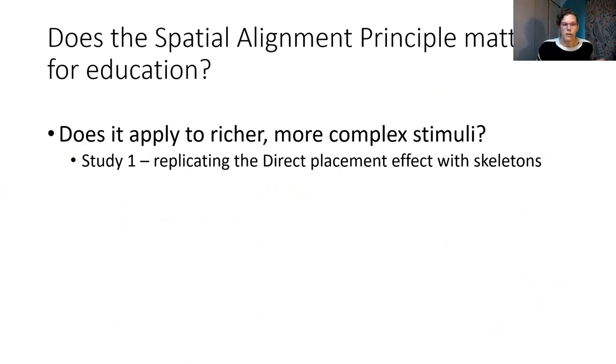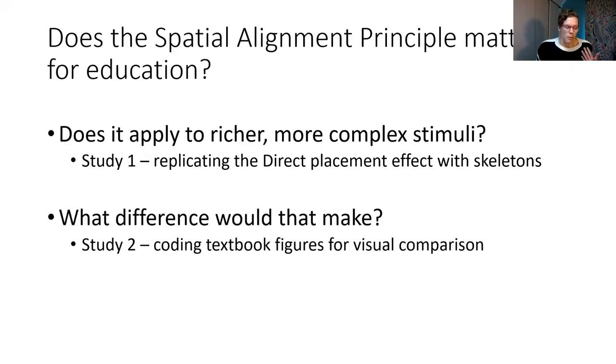So does the spatial alignment principle matter for education? Two main questions. One, does it even apply to educationally relevant stimuli, which we addressed in our first study. We roughly replicated the Matlen et al. study using educationally relevant stimuli, namely skeletons. And then for the next question, what does this actually buy us in terms of making improvements in education? We did a second study coding textbook figures for visual comparison and their spatial arrangement to see what is the lay of the land, how much room for improvement is there.